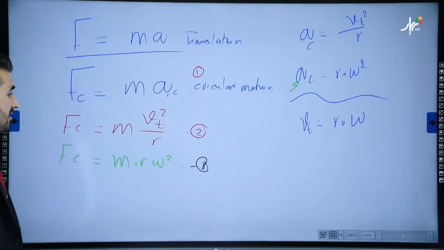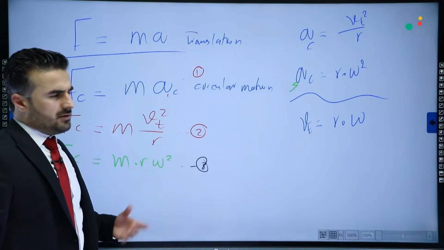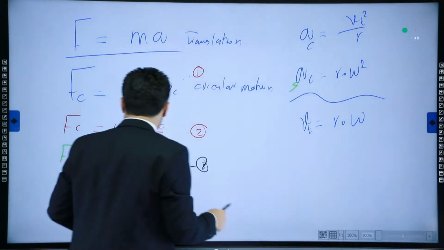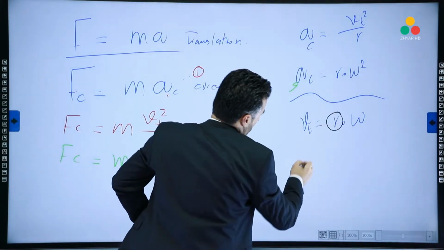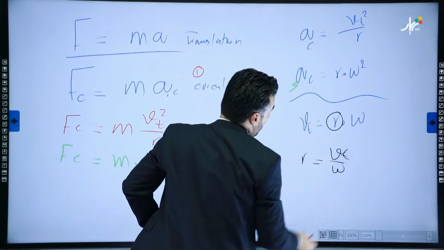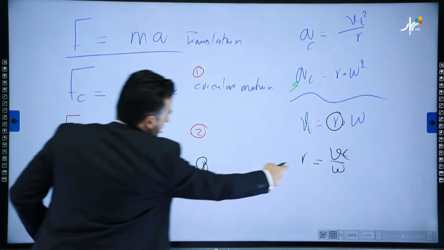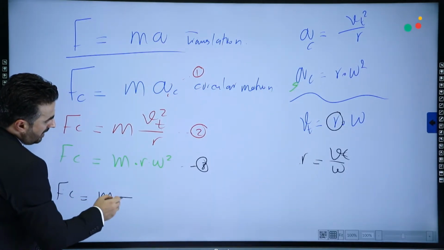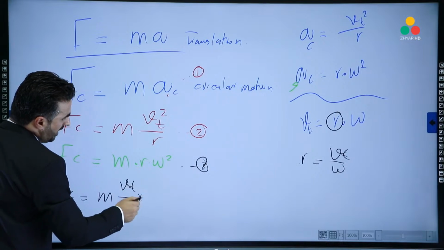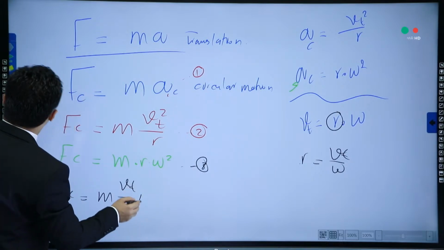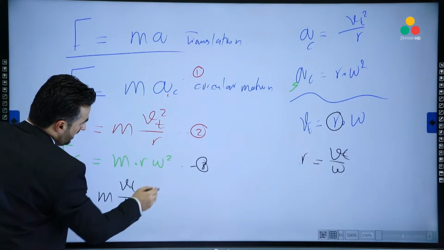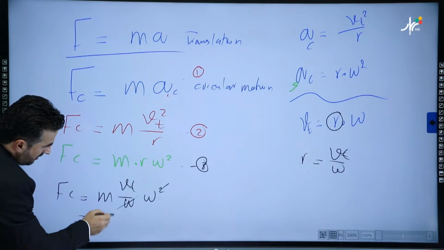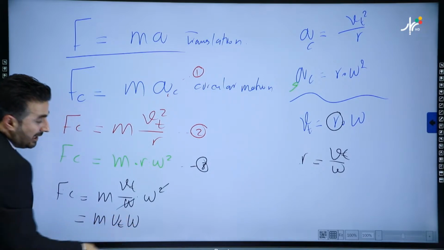By the way, we can use another equation, which you don't need that much, to be honest, but just in case. What happens if I make R the subject? R equals tangential speed over omega, yes? Now what happens if I substitute this R into this equation? Then we get centripetal force equals mass times tangential speed over omega, multiplied by omega squared, yeah? One omega will cancel out with one here, so we're left with mass times tangential speed times angular speed as well.